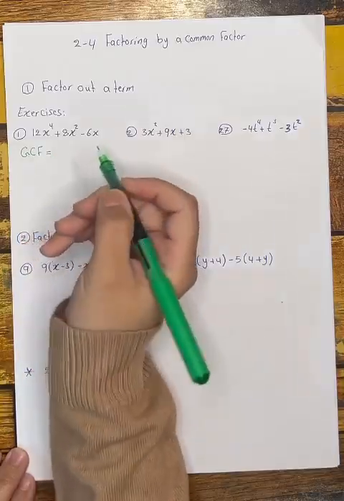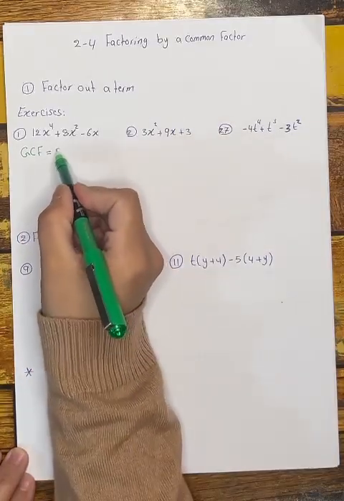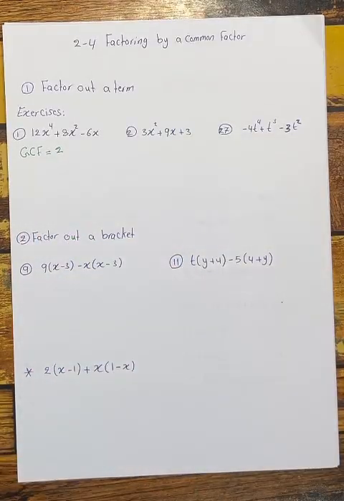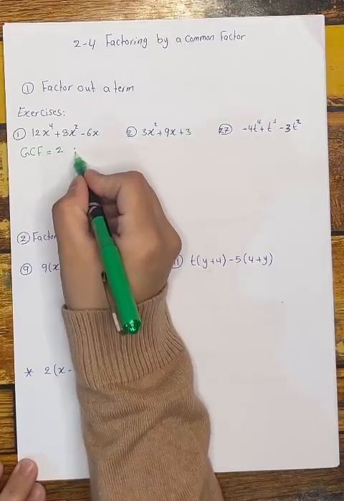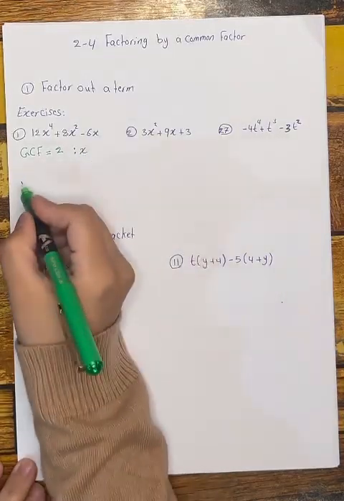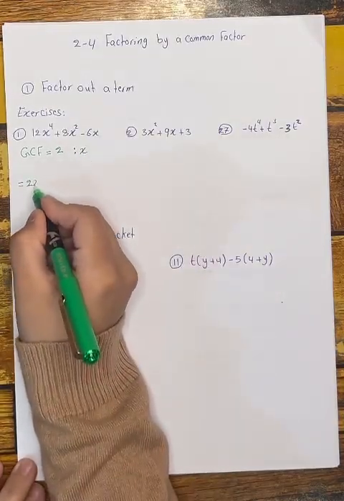GCF is 2. Right, because all numbers can be divided by 2. 12 can be divided by 2, and 8 can be divided by 2. Also 6 can be divided by 2. And what's the smallest power? x to the power of 1. So I will write 2x.